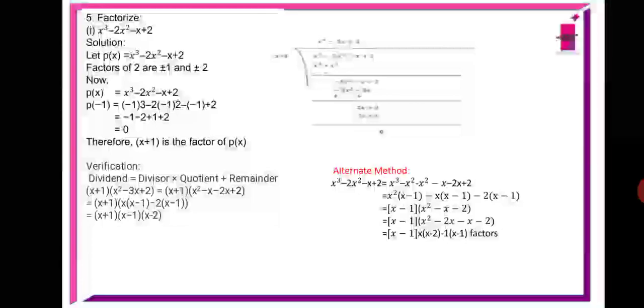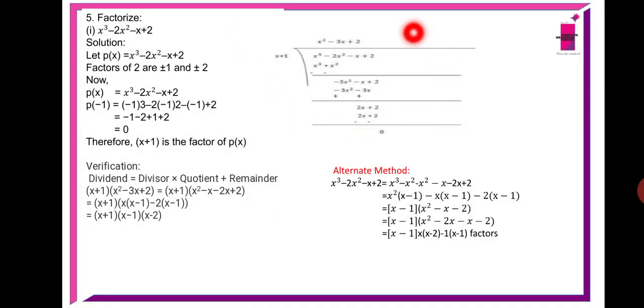Here you can see x cube minus 2x square minus x plus 2. Here we are checking with minus 1. Yeah, I got P of minus 1 as 0. I can say that x plus 1 is a factor. So you are dividing the entire polynomial with x plus 1. I get a quotient as x square minus 3x plus 2 and remainder as 0, because x plus 1 is a factor. So one of the factors I got is x plus 1, then the other factor I got is a quadratic polynomial.